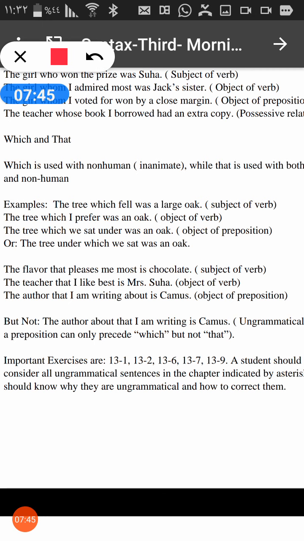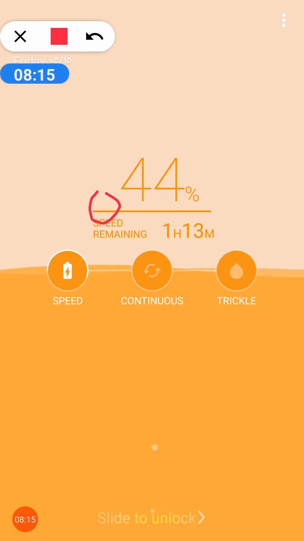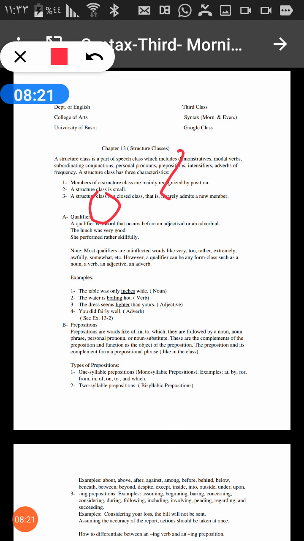So when we say the tree which fell was a large oak, the tree which fell الشجرة التي سقطت. Here which is used with the tree، لغير عاقل. What is the function of which? ما هي الوظيفة الإعرابية لـ which? You see that here it functions as the object of the verb, المفعول به, yes, this is the object, you got the idea, and so on.